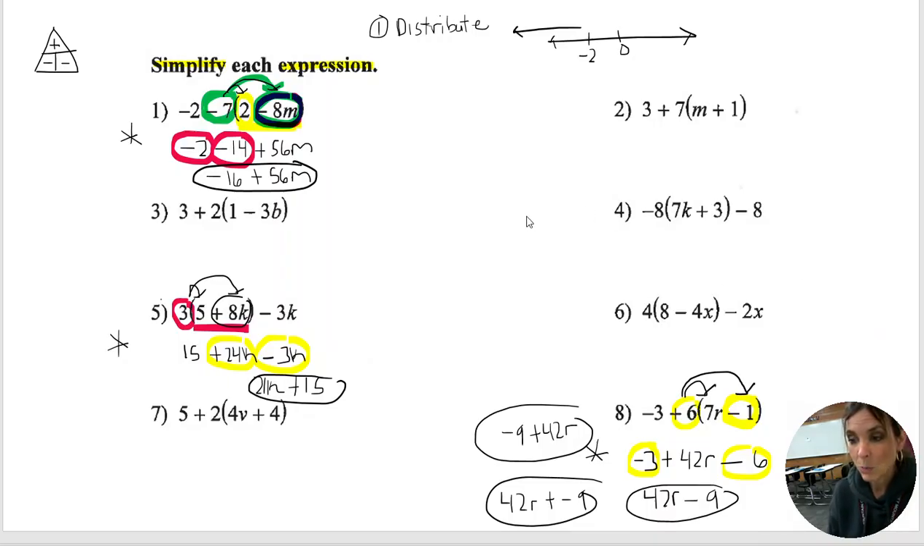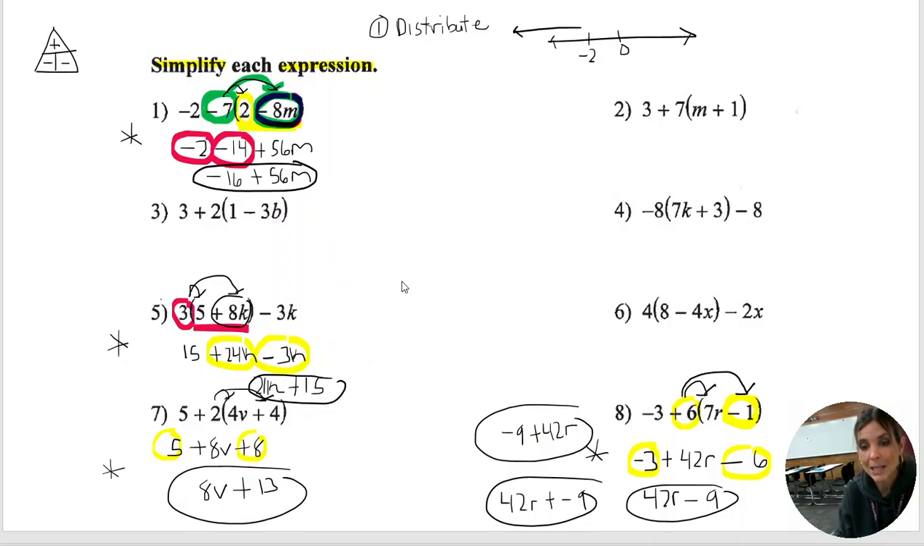Okay, let's do one more together. Let's go ahead and do number 7. So simplifying the expression means to distribute first, right? Write down what you have left. So 2 times 4v is 8v. 2 times 4 is 8. This is a positive 8v. Then we bring down our 5. Now we combine our like terms, 8v, and then my two constants, positive 5 and positive 8, which is positive 13.